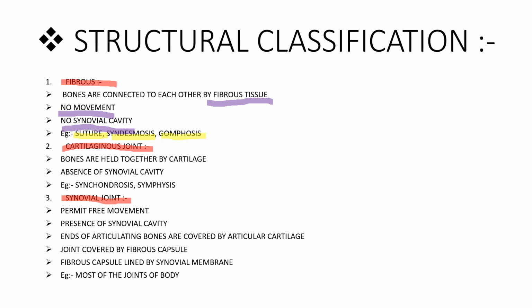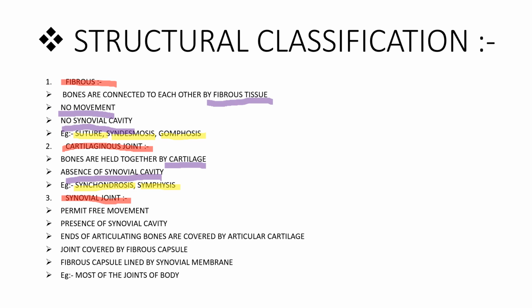The second one, which is the cartilaginous joint, the bones are held together by cartilage. In fibrous, there is fibrous tissue. In cartilaginous joint, there will be cartilage. Here also there is absence of synovial cavity. And the example of this type of joint is synchondrosis or symphysis.